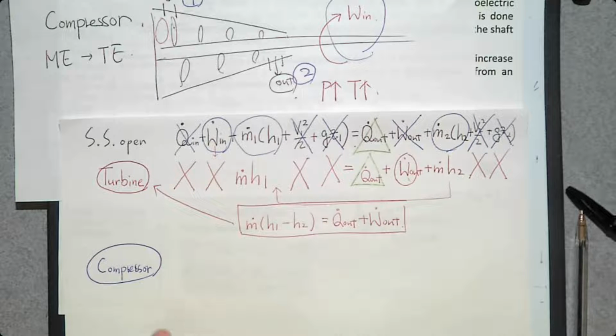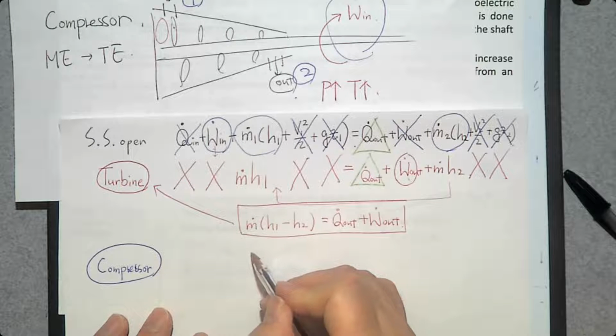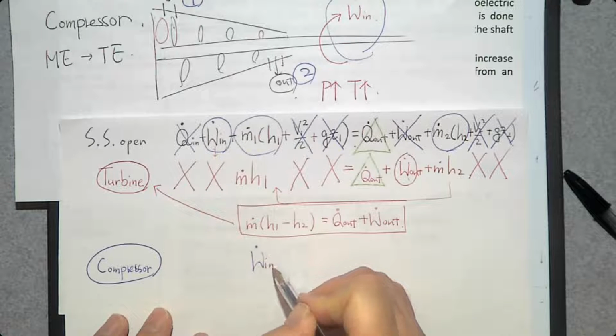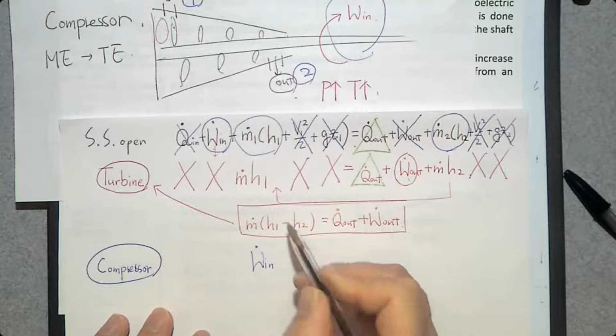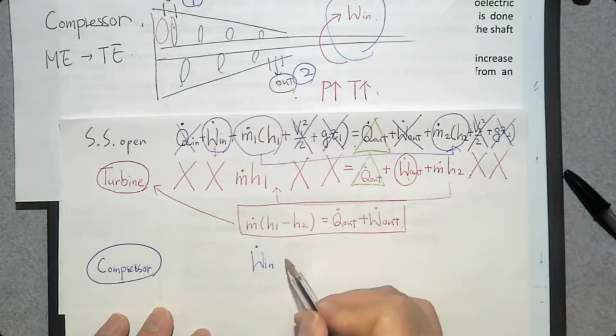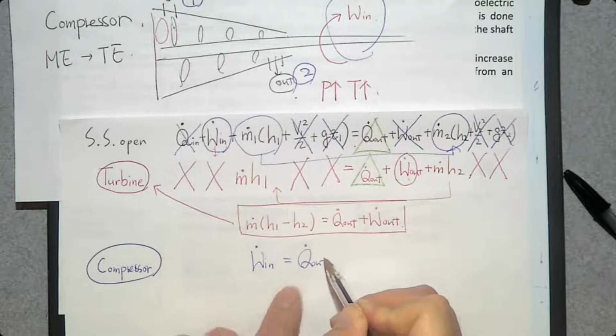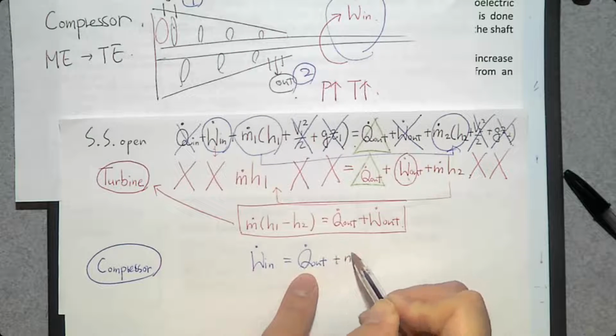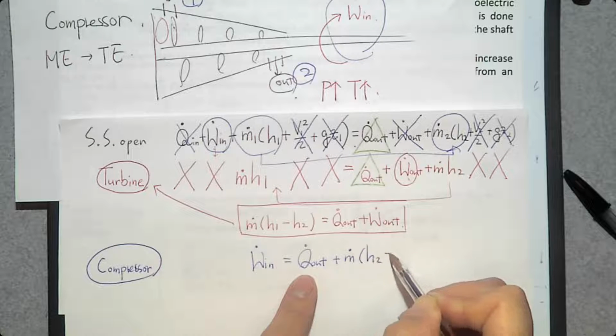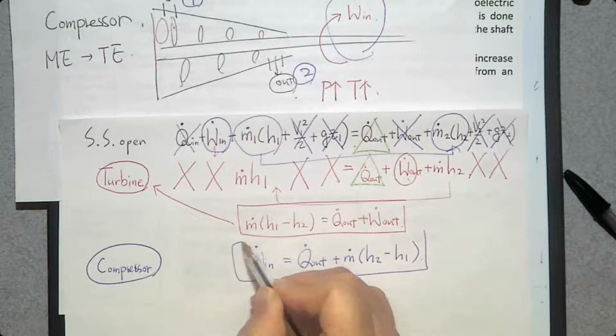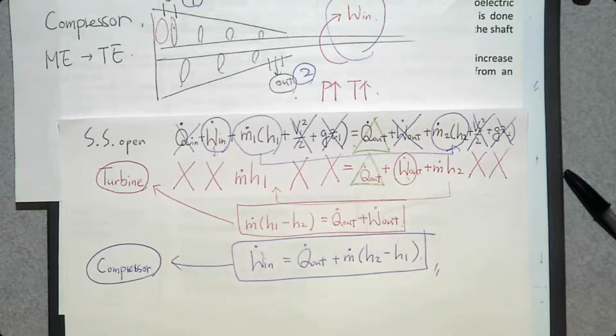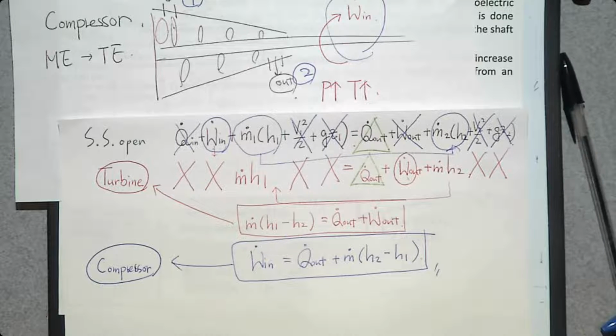So the energy balance equation for this compressor is going to be this one. W dot in, let's move this one to the right-hand side. It's going to be Q dot out, this is case by case, plus m dot (H2 minus H1). So this is the energy balance equation for this compressor. That's all.